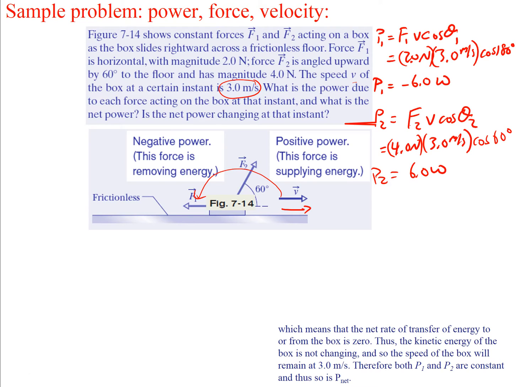Now we want to look at what the total power is. Our net power is simply P1 plus P2, which is negative 6.0 watts plus 6.0 watts, equal to 0 watts. This means that the net rate of transfer of energy to or from the box at this instant is 0. Thus, the kinetic energy of the box is not changing, and so the speed of the box will remain at 3.0 meters a second. Therefore, both P1 and P2 are constant, and thus so is the net power.